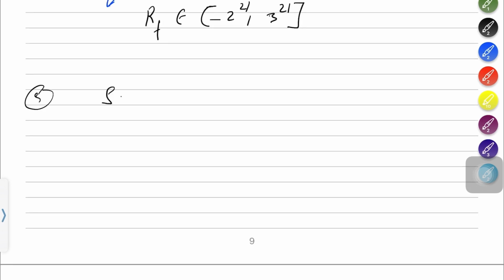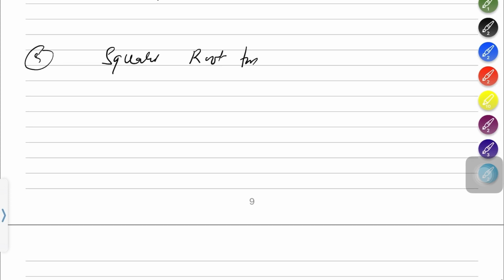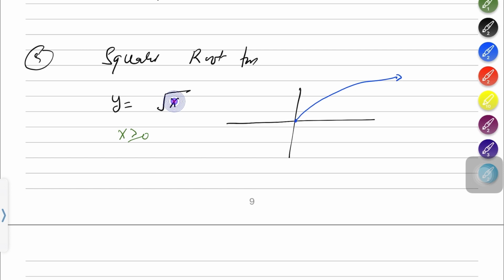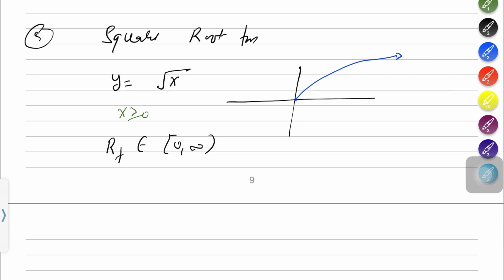Now let's talk about the square root function. The square root function is something like x root. In this case the graph is something like this. We know that this is a square root, so x can't be negative, and this is an absolute value, so always positive. So in this case the range of the function will be 0 to infinity. This goes up to infinity, and this is the 0 value. So the square root function has this nature, 0 to infinity.